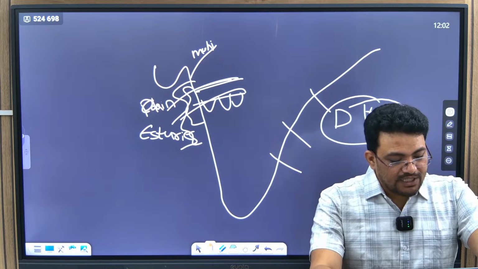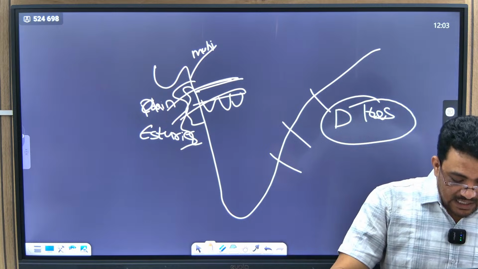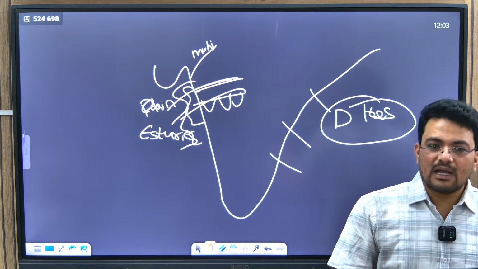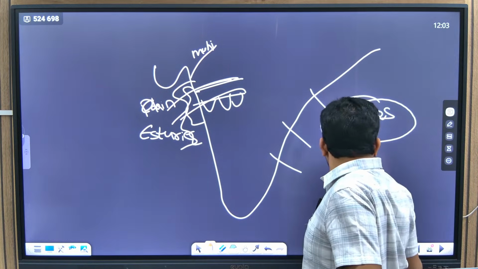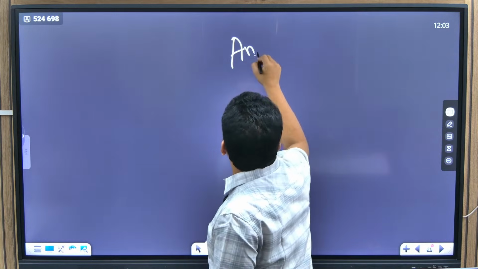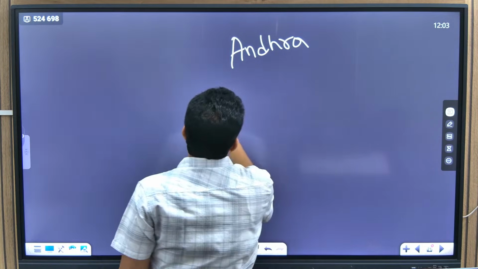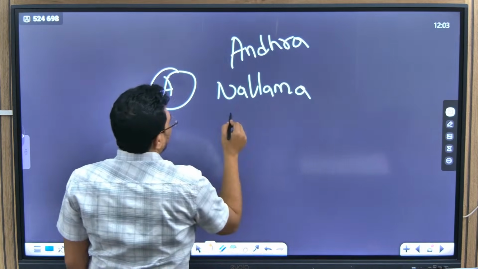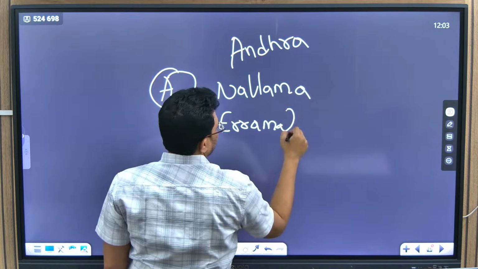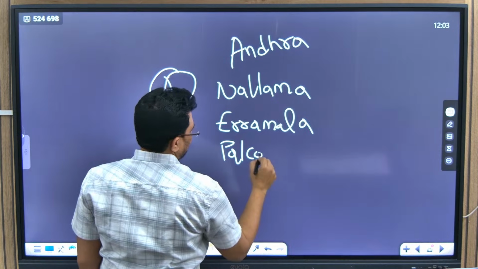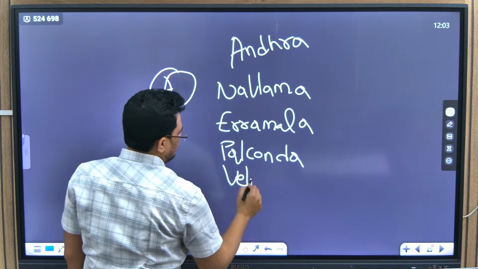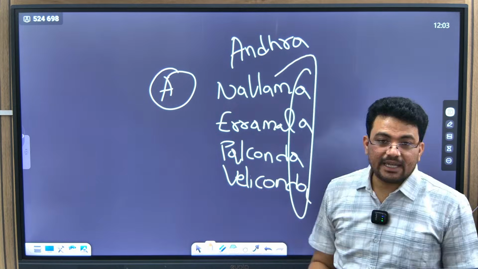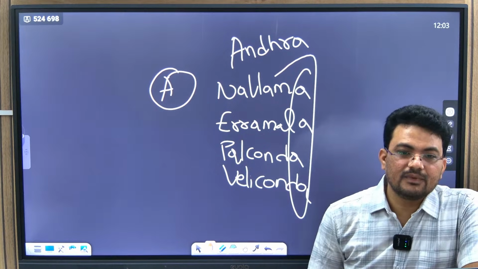Next, you can see the peninsula mostly consists of relict and residual mountains like Aravalli. Aravalli states you have remembered. Nallamala forests are in? So you can remember the hills of Andhra with one code. All of them end with A. Nallamala, Erramala hills, Palkonda, and Velikonda hills. These are the ones which are mentioned in your NCERT. So all those ending with A are in Andhra Pradesh.